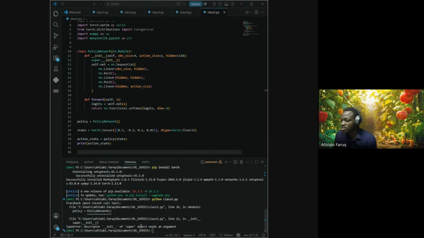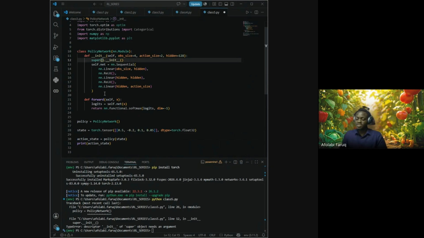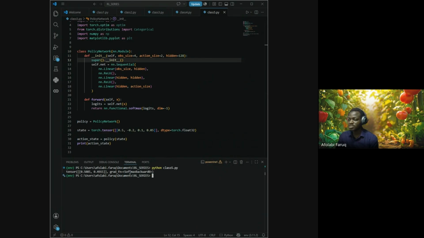Okay, so it's saying the descriptor needs an argument. Oh, sorry. I think I made a mistake here. I made a mistake when I put that in there. Oh, great. This is beautiful.